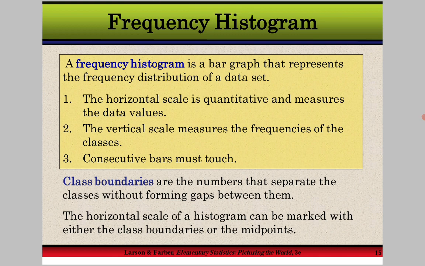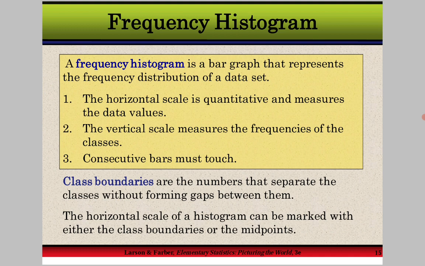A frequency histogram is a bar graph that represents the frequency distribution of a data set. The horizontal scale is quantitative and measures the data values. The vertical scale measures the frequencies of the class. Consecutive bars must touch. And class boundaries. What are class boundaries?